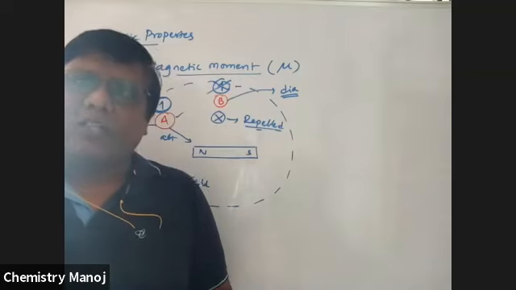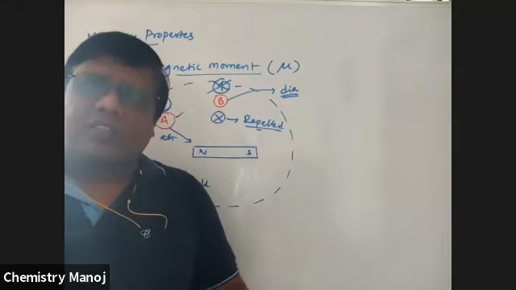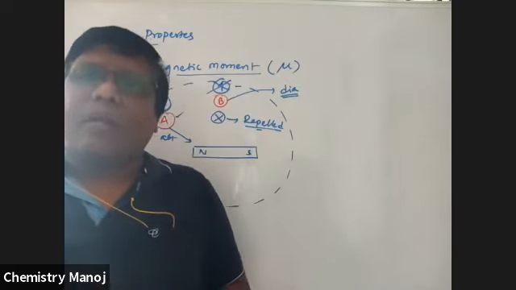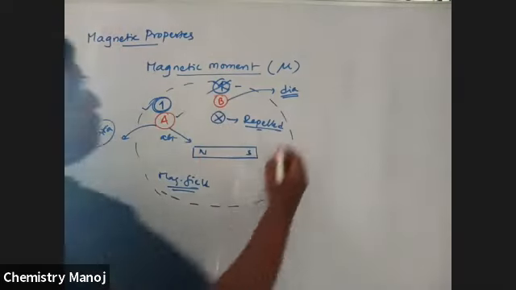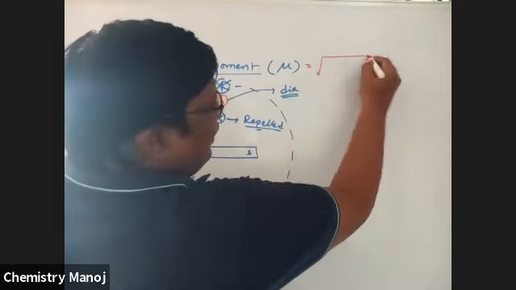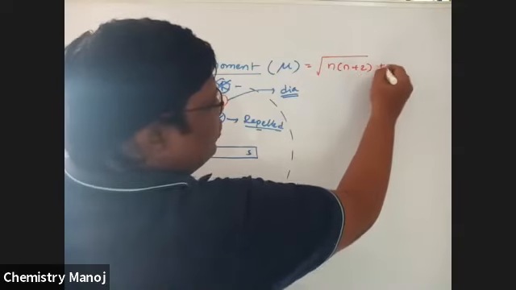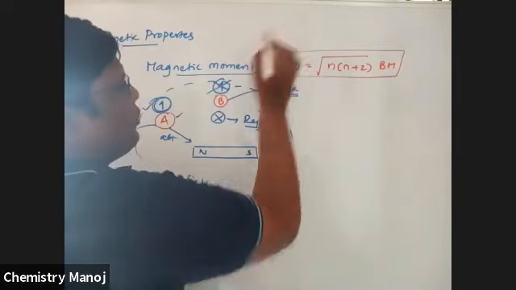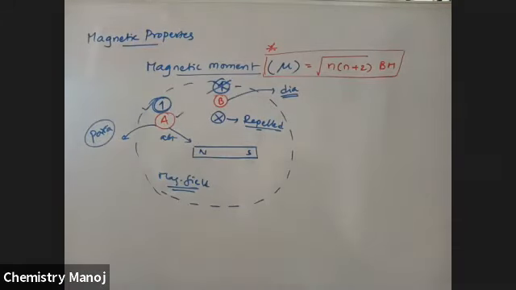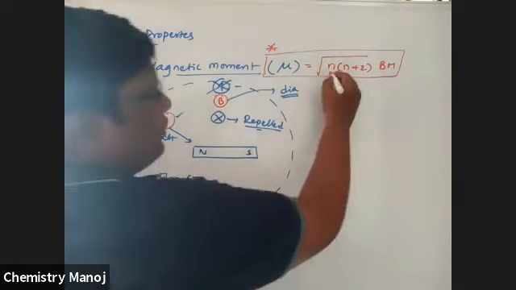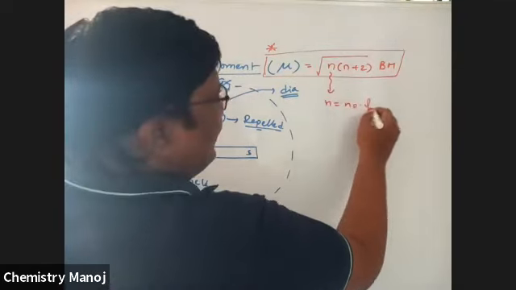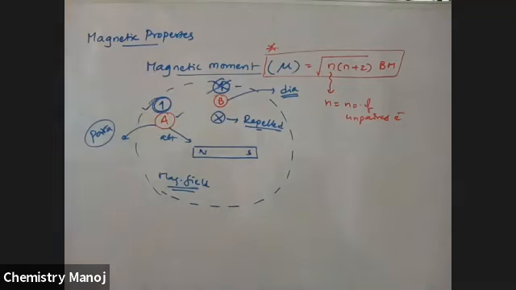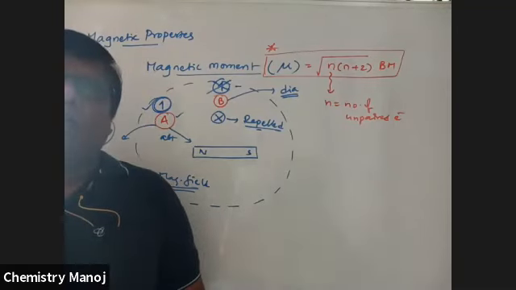More is the number of unpaired electrons, more is the attraction. Less is the number of unpaired electrons, less is the attraction. So that means presence of unpaired electrons. This magnetic moment mu is calculated by using the formula square root of n into n plus 2 Bohr magnetons. It is a very, very important formula. So magnetic moment mu is calculated by using the formula square root of n(n+2) Bohr magnetons, where n is equal to the number of unpaired electrons.